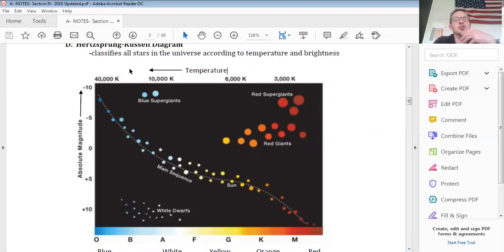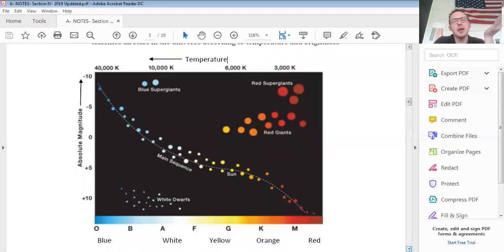So the hotter stars are over to the left, the cooler stars are over to the right. Now, a couple differences. Sometimes you'll see an HR diagram and it will show the temperature at the bottom, and it might be in Celsius or Fahrenheit. This one I found online has it in Kelvin.